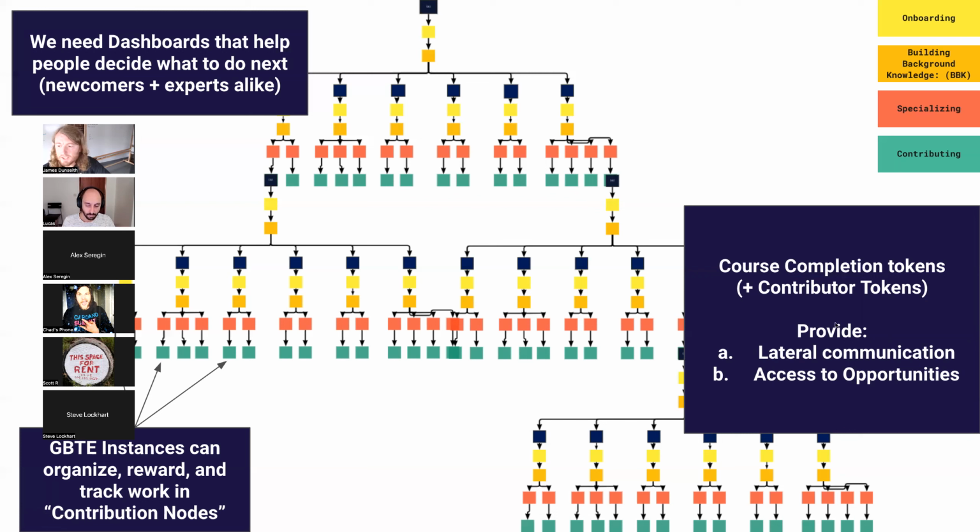But overall, these tokens provide two things. One is access, right? Access to committing to work in a contribution node. Think about it. If we have some rules, for example, you've got to do the BBK if you're going to contribute, or you at least have to specialize in one thing if you're going to contribute. And only after you do so are you then able to commit to bounties in one of these contribution nodes.